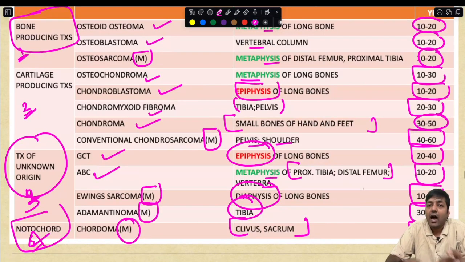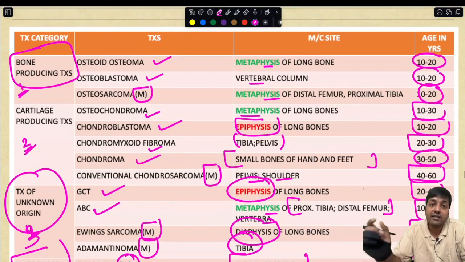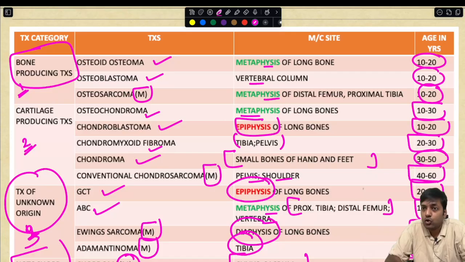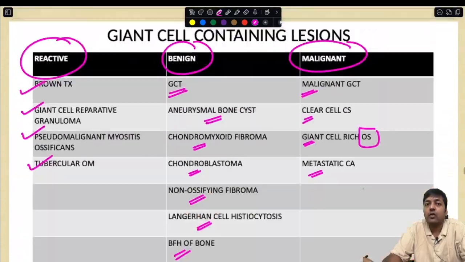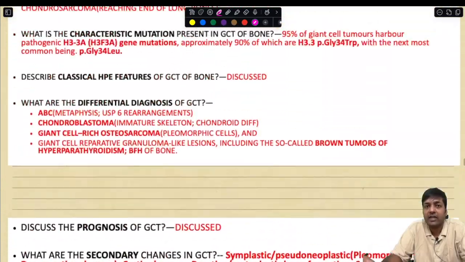So this is how you can remember the classification as well as the most common site of these tumors and the age group. This is very, very important for you so as to understand the clinical history, and it is going to help you to make a diagnosis in a much easier manner. So this is the basic important classification.